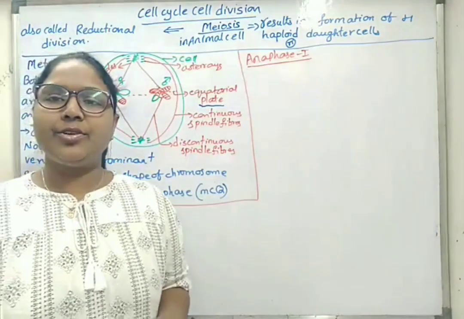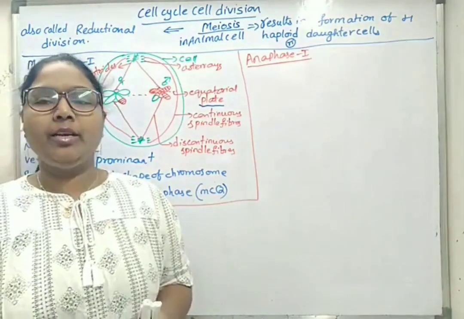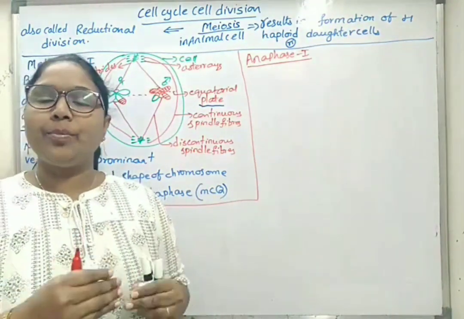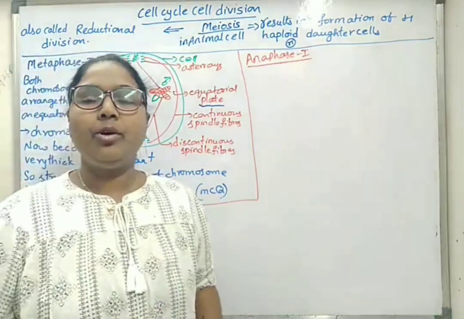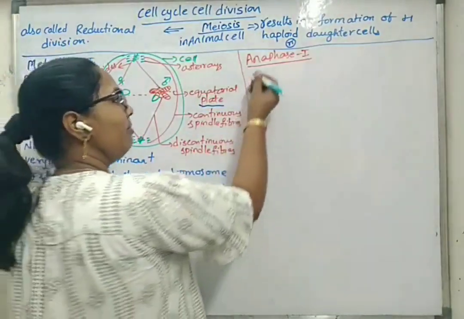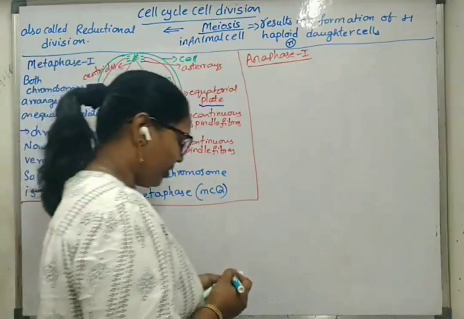In Anaphase of mitotic division, we have seen there is a splitting of centromere of the chromosome, so that chromatids are moving to opposite poles. But here there is no splitting of centromere, but chromosomes completely are moved to opposite poles. We will draw the diagram.